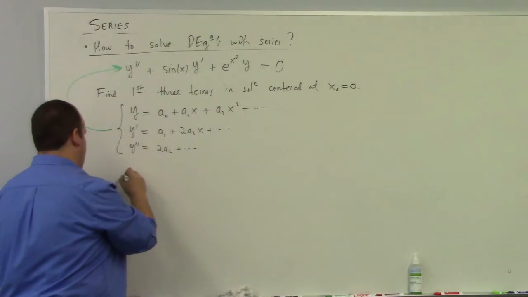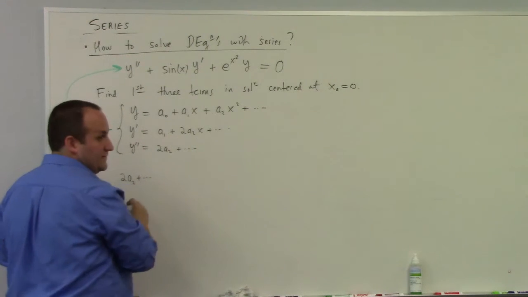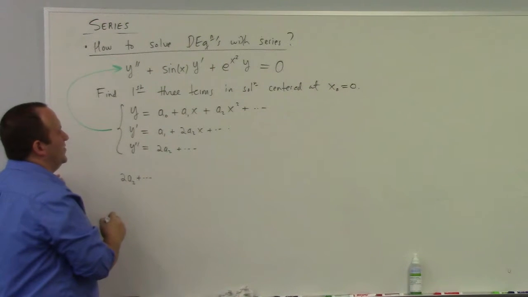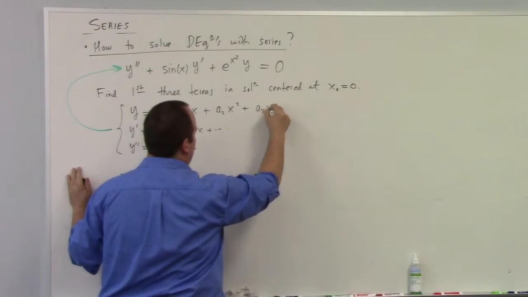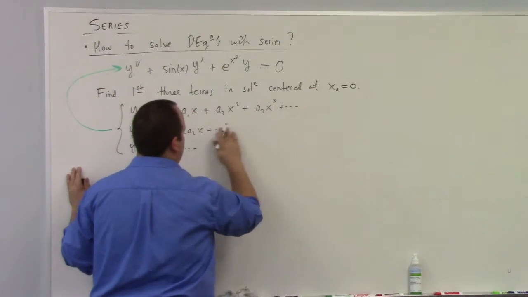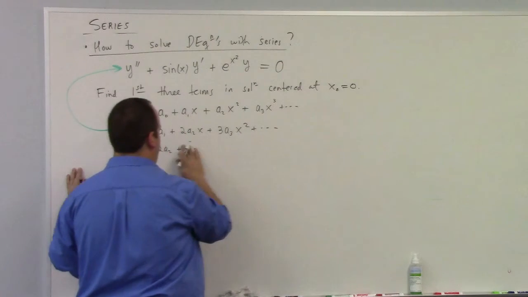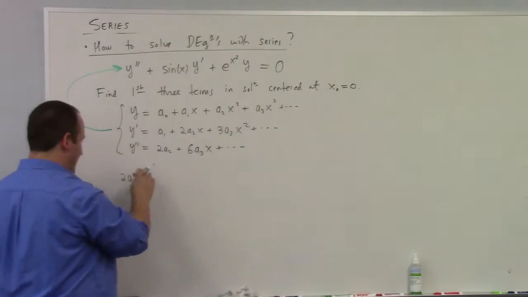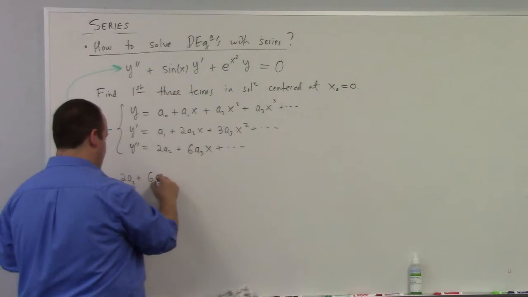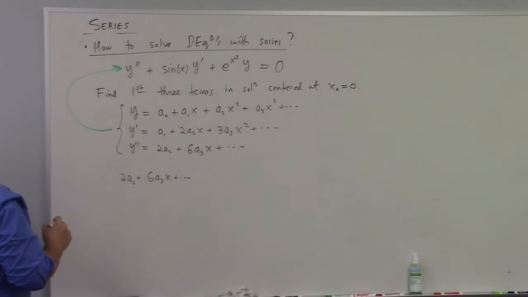So that gives me 2a2 plus stuff. Oh, shnikes. Oh, fine. I'll keep one more term. I feel my spider sense is tingling. All right, so that gives me 2 terms here, 6a3x. Hopefully just keeping to linear will work for me.